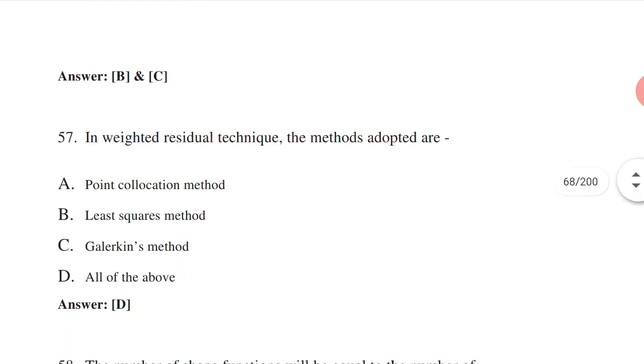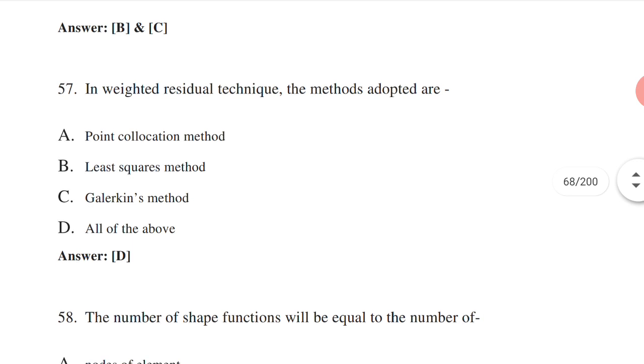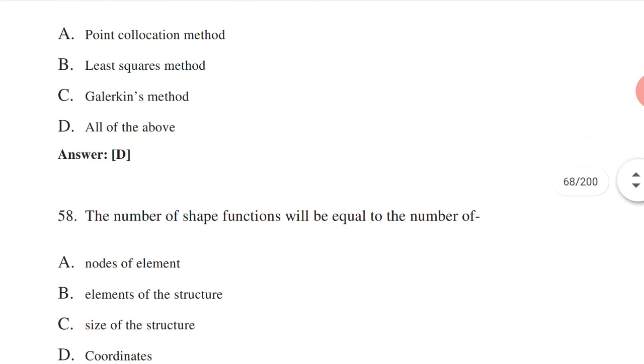So, the next question is, in weighted residual techniques the methods adopted are. We know that in weighted residual techniques of the finite element method, we require the point collocation method, least square method, or Galerkin's method. These three methods are used for weighted residual techniques. So, the answer is D, all of the above.